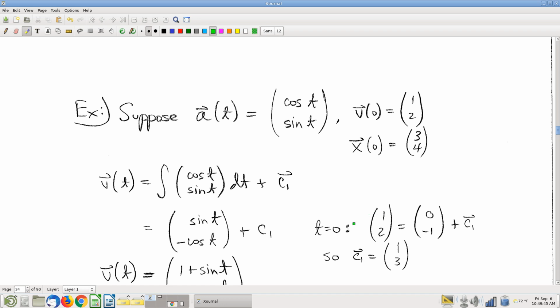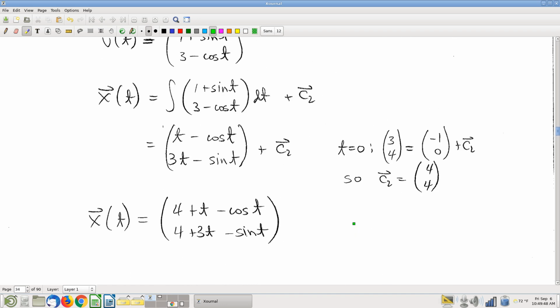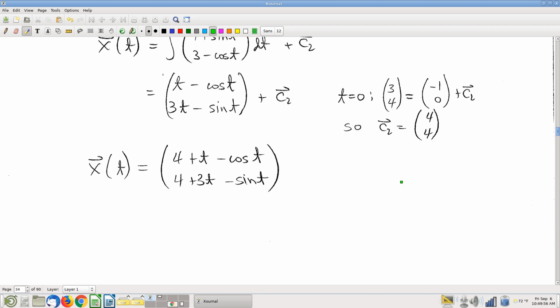Alrighty, ditto for the next step, of course, this integration constant. You've got to watch out for that thing. That thing there is not always 0.